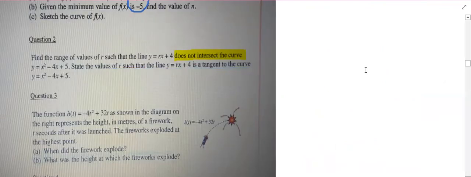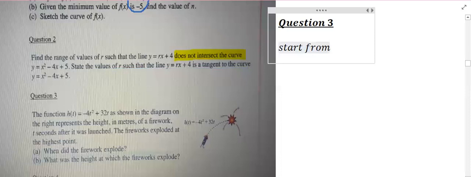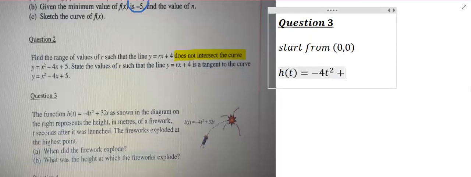Now question 3. Question 3, they say the firework explodes at the highest point. Okay, let's say question 3, we assume that they start from 0, 0. Okay, you start from 0, 0. Okay, so HT. How do I know 0, 0? I show you how. The formula is H is height, T is time. So when time is 0, what is the height? You put in -4 times 0 squared plus 32 times 0. You get 0 also. So it means you start from 0, 0. Not every question starts from 0, 0. Not every, but this one starts from 0, 0.